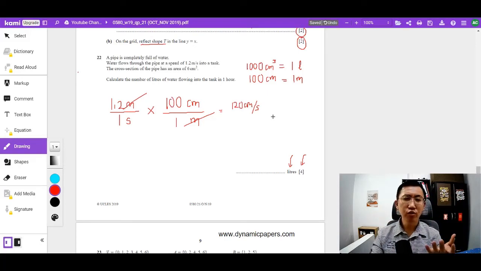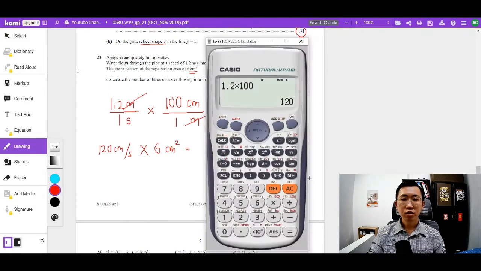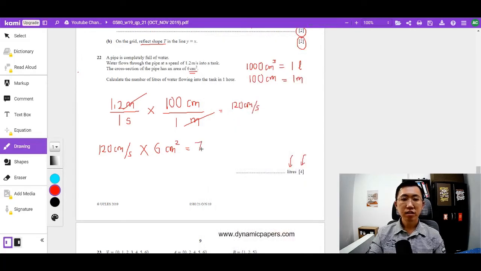It's a length unit, right? Centimeter, not a volume unit. So how to get a volume unit? Look at this. When you multiply with a centimeter square, that's how you get centimeter cube, right? So take your 120 centimeter per second, multiply with your 6 centimeter square. Observe, centimeter times centimeter square, then you get centimeter cube. That's a volume unit, right? So do that right now. So teacher is going to take 120 multiply with 6. That's how you get 720 right now. 720, the unit is centimeter cube per second.